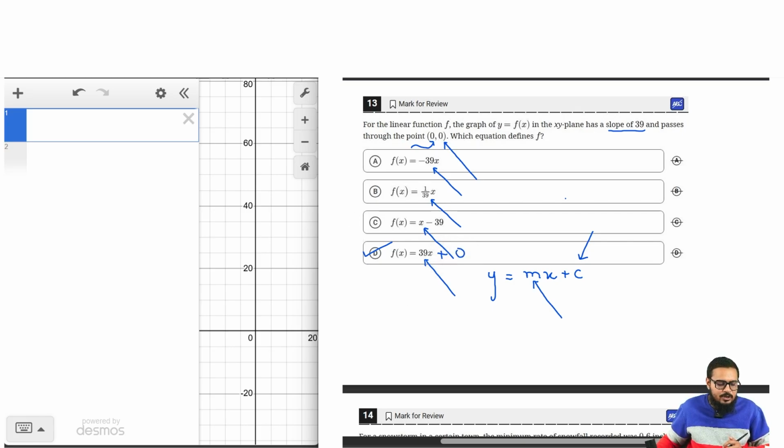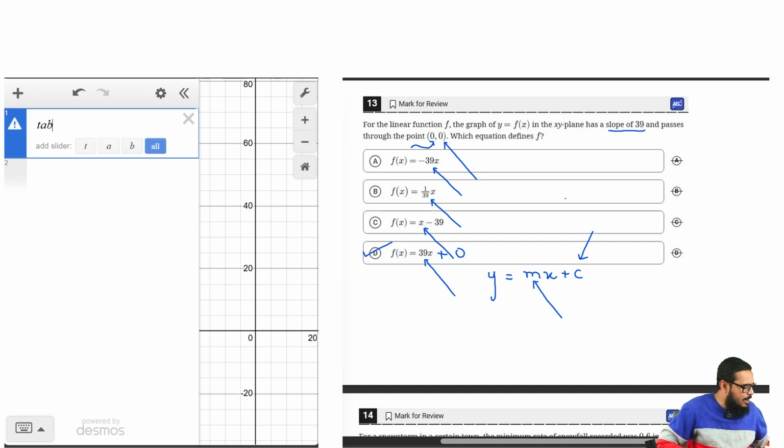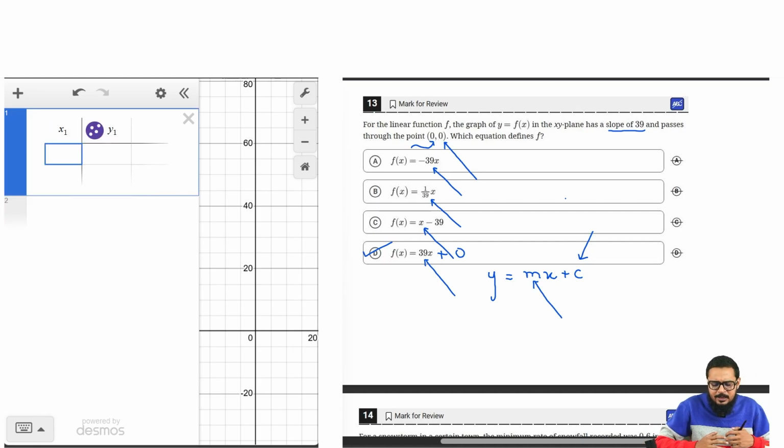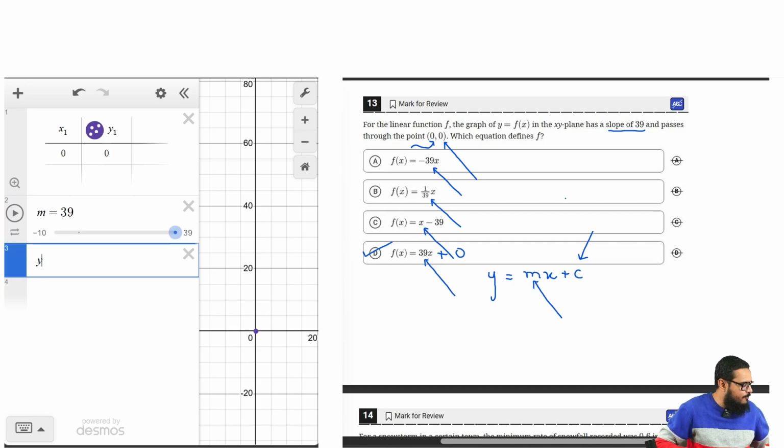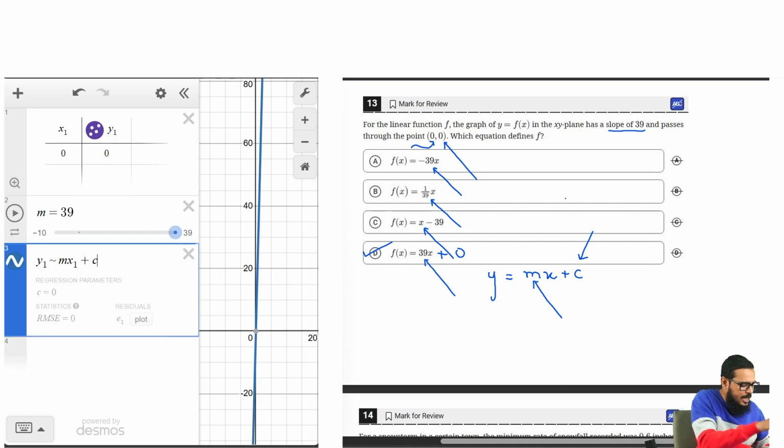But if you want to do this question in decimals, you can start with putting everything on the table first. But it's not really recommended to do this question in decimals because it's a pretty easy one. 0 and 0, that's the first coordinate that you know. You also know the slope of the line, so I'm going to type m is equal to 39. And I'm going to tell my decimals to regress for the function y. So y1 under the regression symbol, mx1 plus c. So c comes out automatically as 0. That tells you that your equation would be y is equal to 39x plus 0. And that's mentioned in answer option D in terms of f of x.